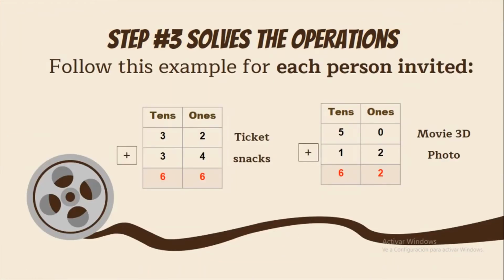In step number 3, we are going to solve the operations. Follow this example for each person that you invited. So here, in my case, I'm going to buy a ticket for an adult. It costs 32 pesos. My snacks are 34 pesos. So I'm going to solve this addition.